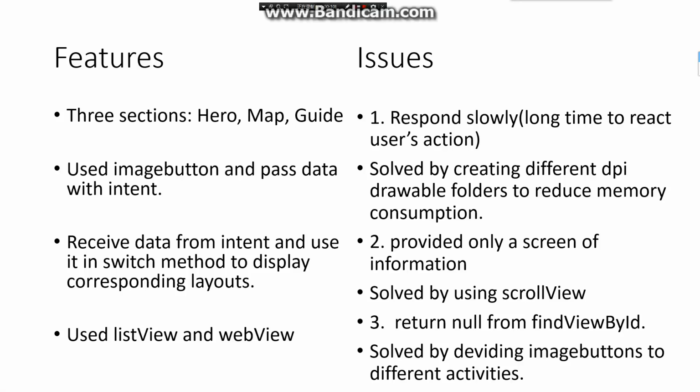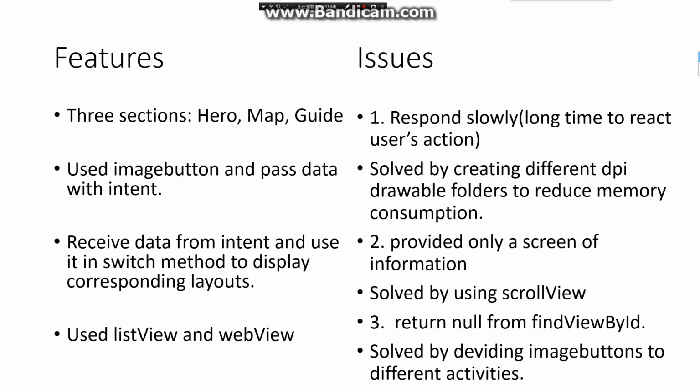In these 5 weeks, I implement these features in my app. In total, it has 3 sections. Within these sections, there are many branches showing different heroes and maps and guides. By clicking image buttons, the user can get into the sections they want to see. At the same time, data will be sent and received in another activity. Therefore, I can use the data in a switch method to display corresponding layouts.